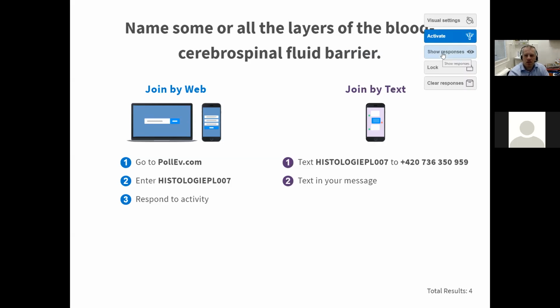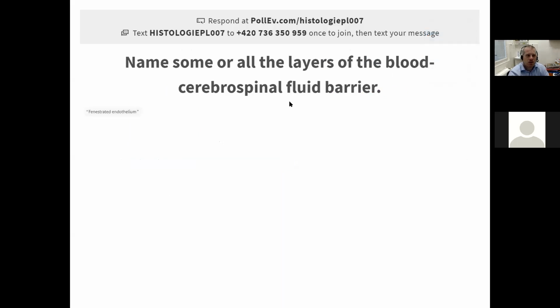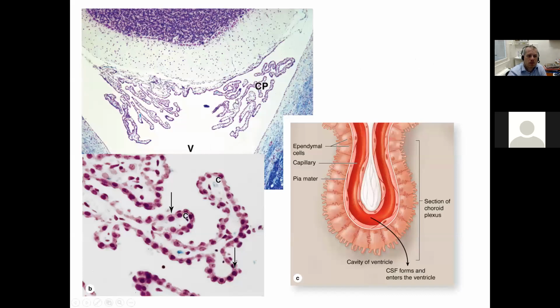So let me check. I see some first responses here. Let me check it so we can proceed. So it's fenestrated endothelium. Yes, it's the endothelium of the capillaries of the, now I forgot the name of the structure. Yes, the choroid plexus. And then there's the loose connective tissue of the choroid plexus and the ependymal cells. Excellent.